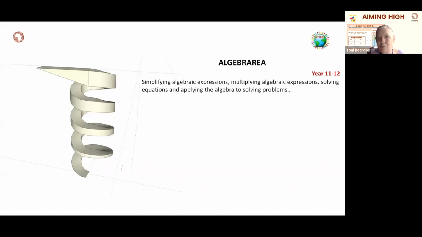introducing the rectangles, multiplication and area at different levels. And by the time in the school leaving year, we want them to be able to multiply algebraic expressions, form equations and apply the algebra to solving problems. And so we're going to understand that learning doesn't stop when they leave school. It goes on, the spiral continues.